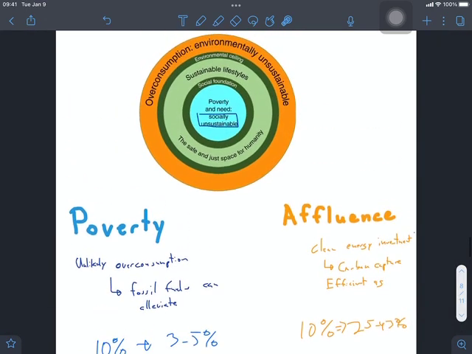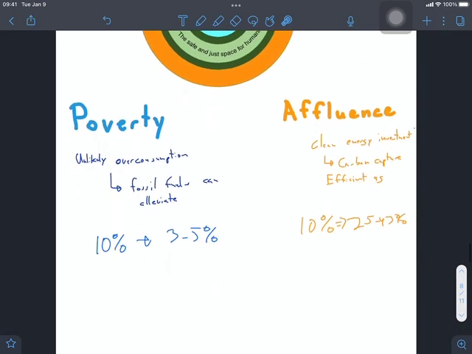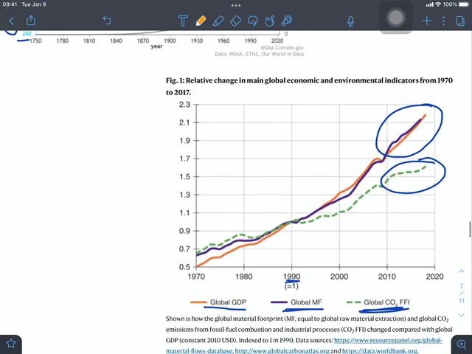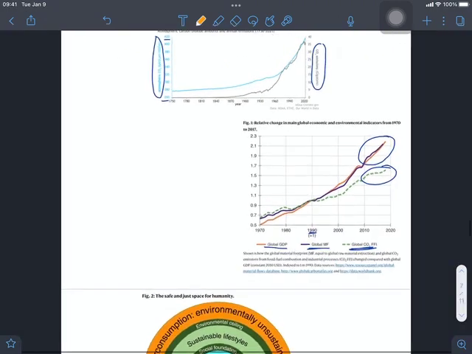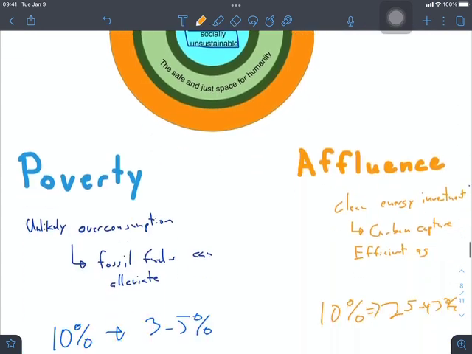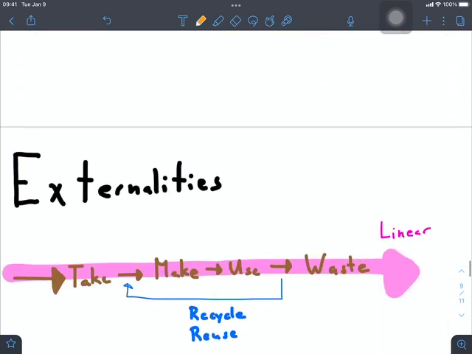So what can we do about this? How can we approach this issue of reducing carbon emissions as well as reducing our material footprint? Because as we see, we still haven't decoupled our material footprint from our improvements in affluence. Well, for that, we have to understand externalities. An externality is a byproduct of economic activity for which the party that's producing does not pay.